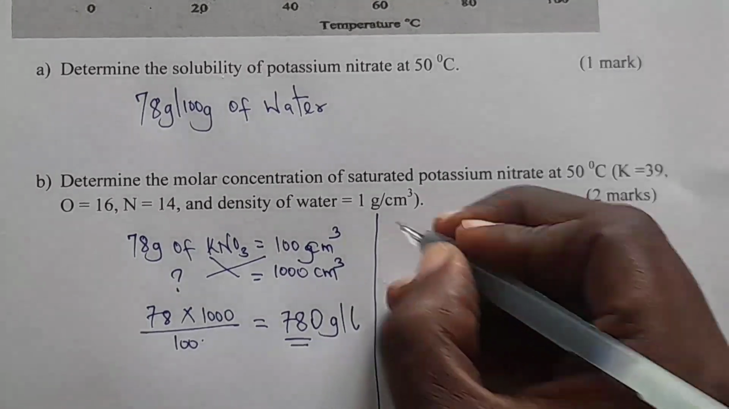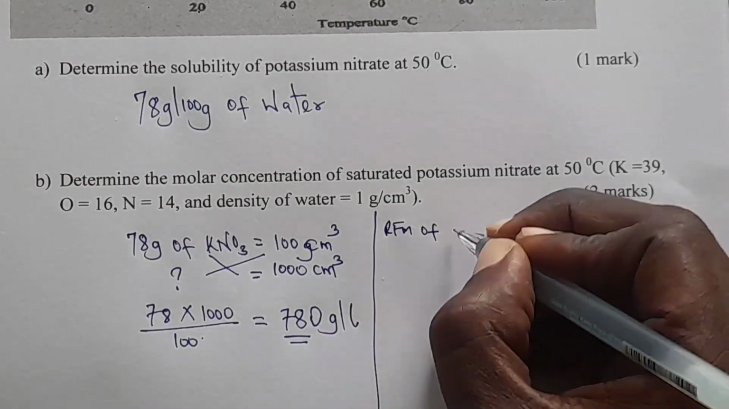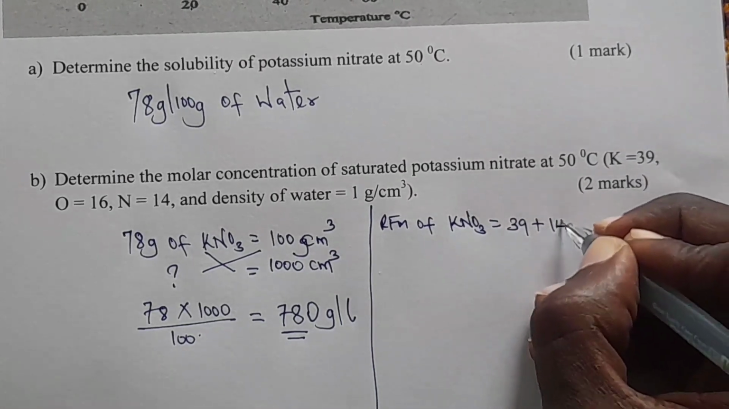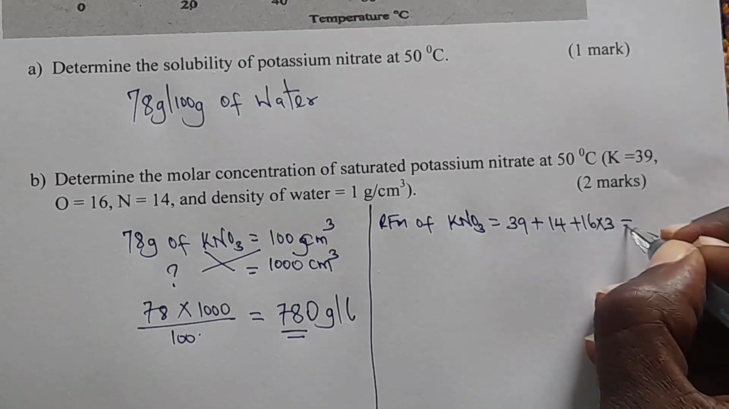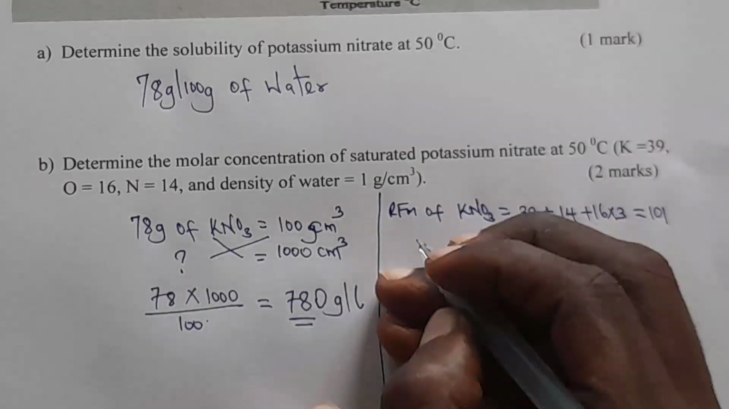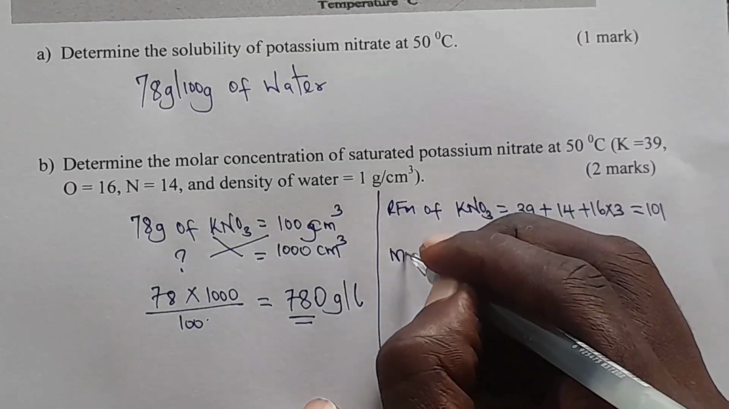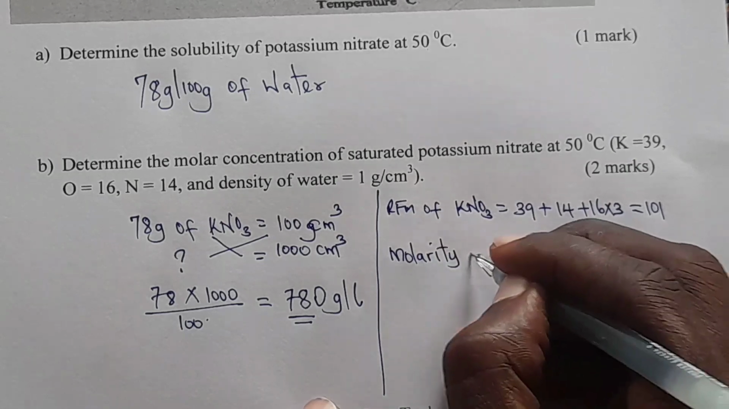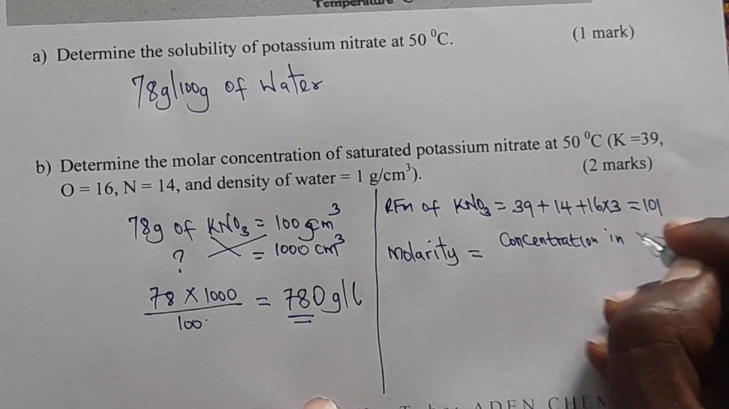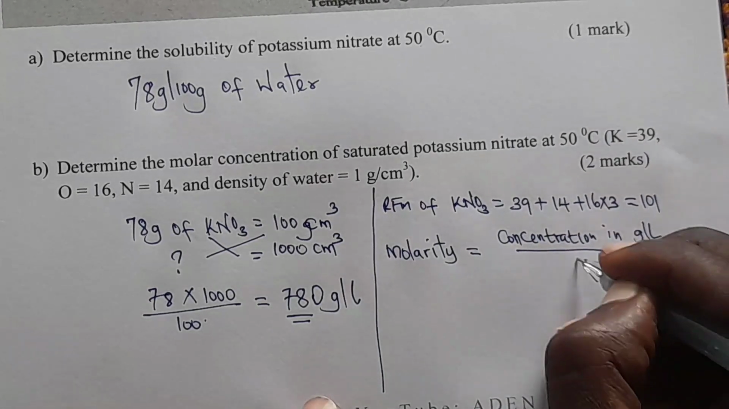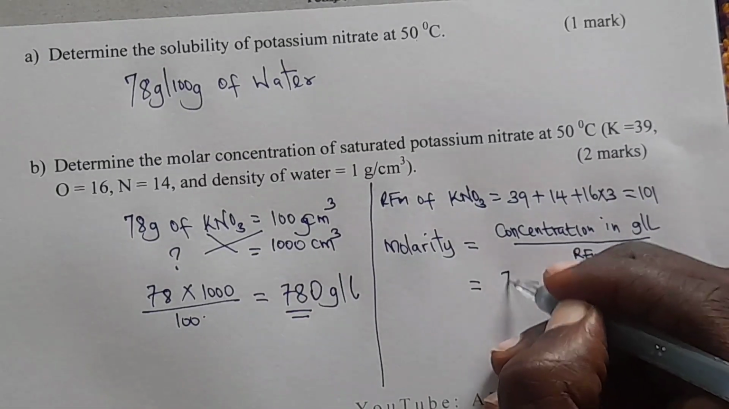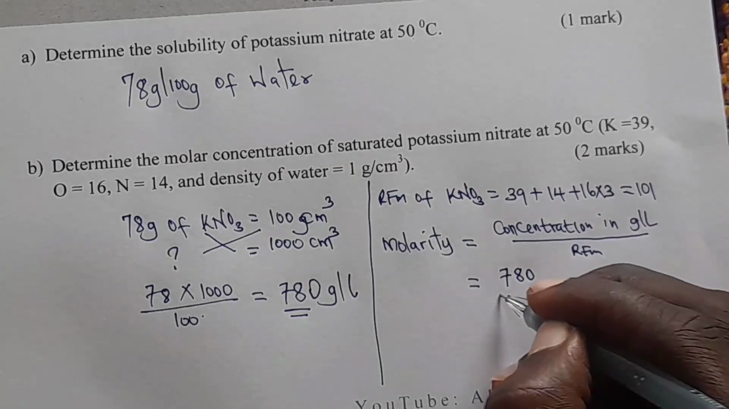So I have to get the RFM. How are we going to get the RFM of potassium nitrate? Potassium is 39, then nitrogen is 14, plus 16 times 3 for oxygen. Here we get 101 as the RFM of potassium nitrate. Writing the molar concentration, molarity will be equal to concentration in grams per liter over the RFM. In our case, the concentration is 780 grams per liter divided by the RFM.